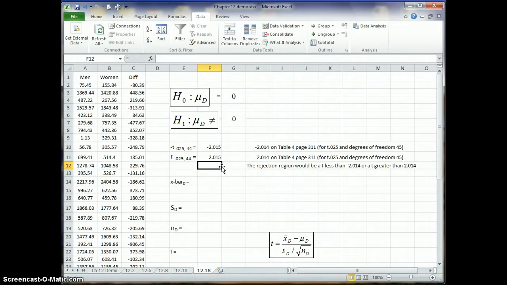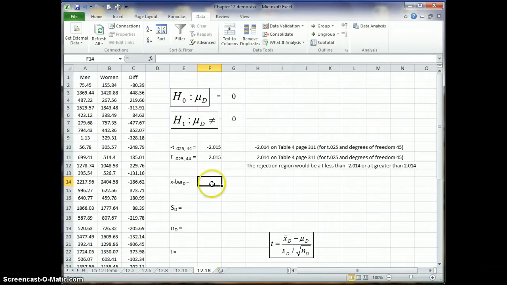So in this case, the rejection region would be less than minus 2.015 or greater than 2.015. You can also see it on table 4 on page 311. In that case, it would be for the t of 0.025 and degrees of freedom of 45, because the degrees of freedom run from like 40 to 45. So using this function is a little more precise, but for the most part that other way would give you an accurate answer as well.